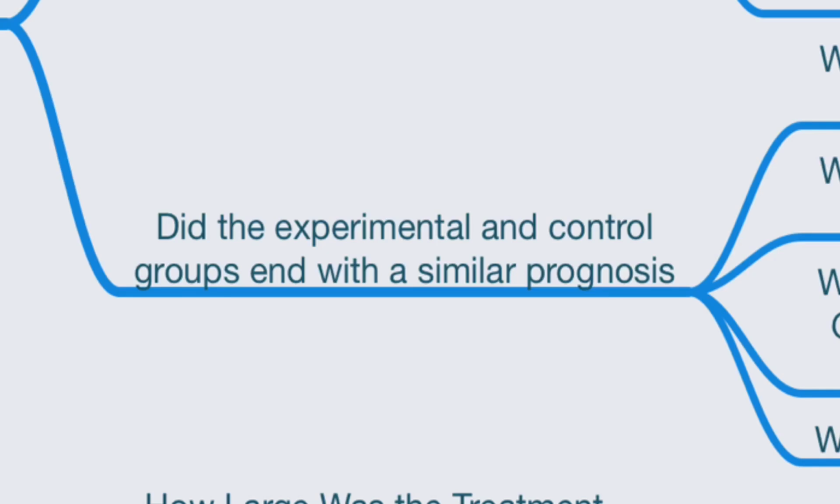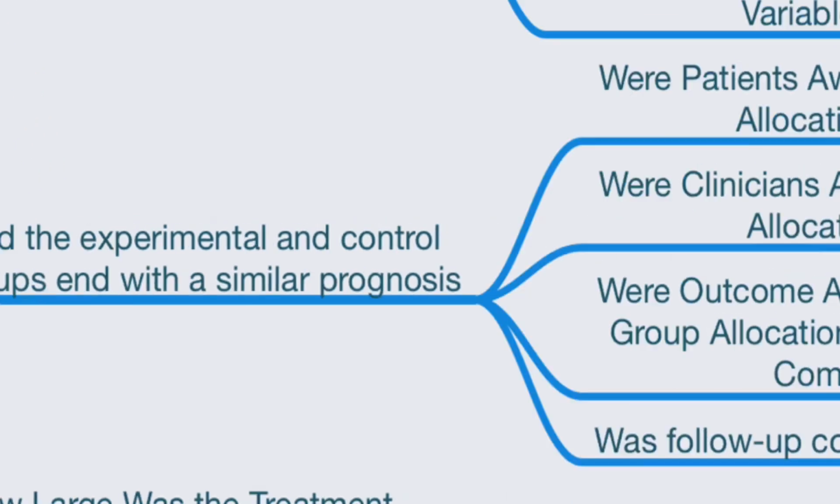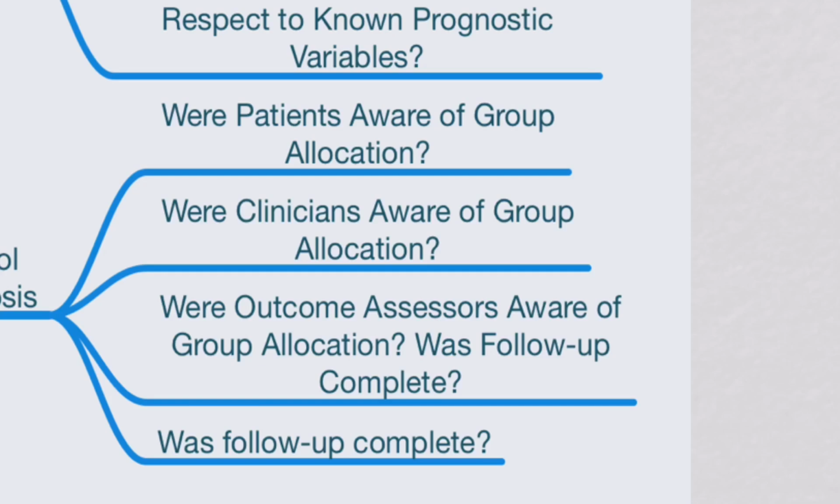Did they end with a similar prognosis? And then there are 4 questions that we look at over here. The first of which is, were the patients aware of group allocation? That means, did they know if they were getting treatment or control? So if the treatment group is getting a shot and the placebo group is not, then obviously they can tell the difference, and the treatment group is saying, I got a shot of something good, that's probably going to make me feel better. And the placebo effect alone, even if there's nothing in there, can make them feel better, whereas a person who got nothing will not feel better. So it's always good to use a placebo.